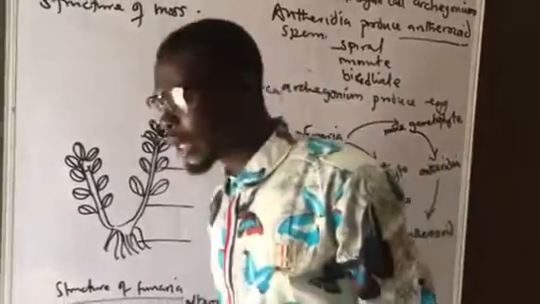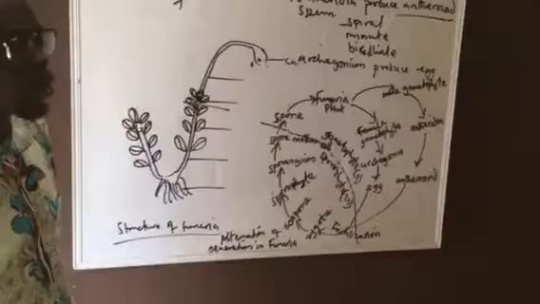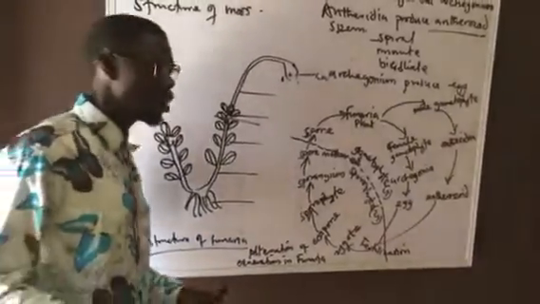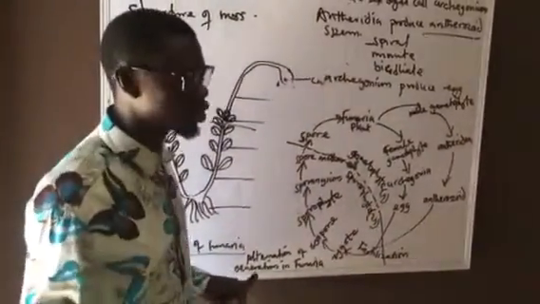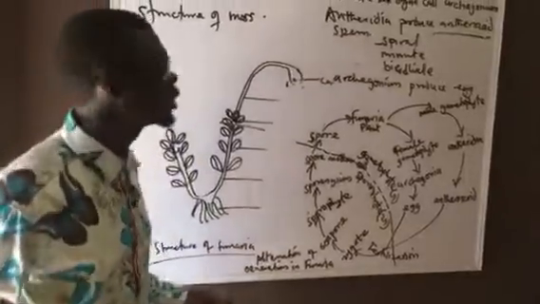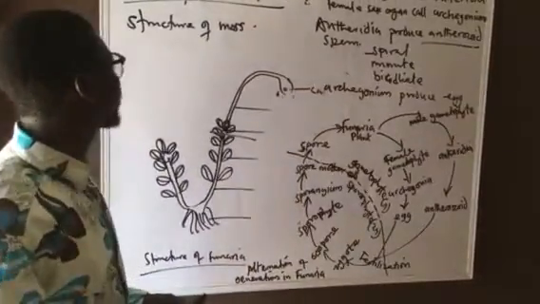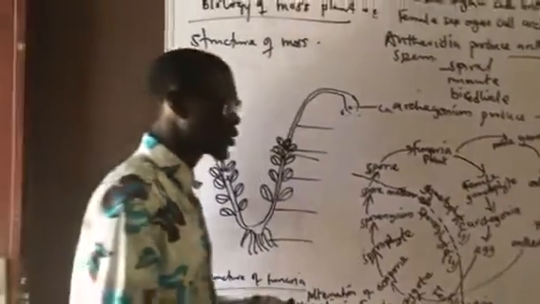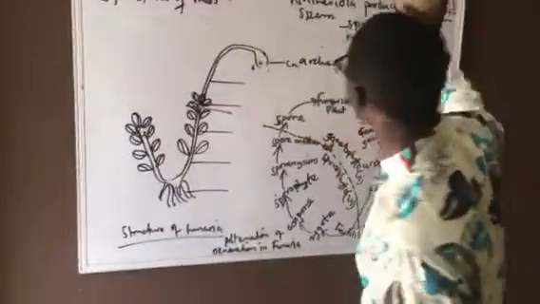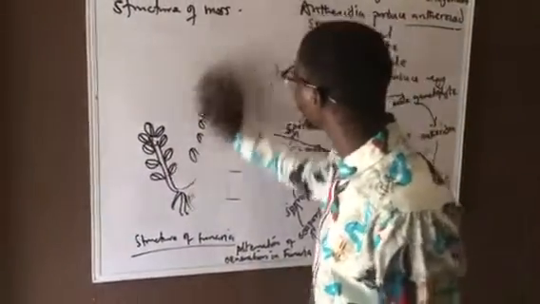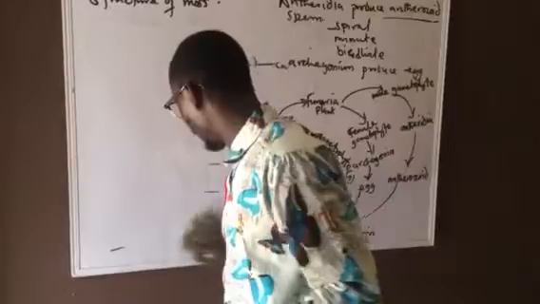So that is how Funaria completes its life cycle. But if you do not want to carry out sexual reproduction, you can just carry out vegetative propagation. So let's move to the economic importance. What are the adaptations and what are the economic importance of bryophytes?